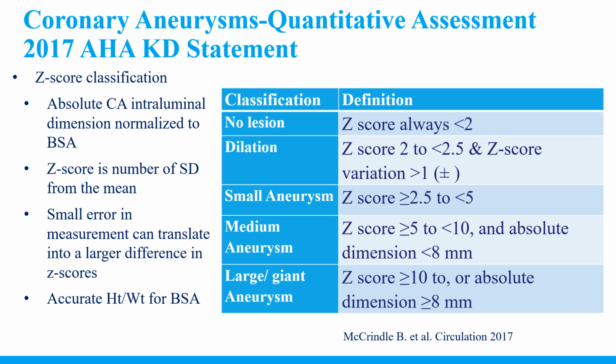I wanted to mention, though, that the reason we optimize our images on echo is not only to see the aneurysm and detect how many aneurysms we have, but also because we want to get the optimal measurement possible, because small errors in measurement can translate into a larger difference in z-score and can make an artery go, instead of being a small aneurysm, be a medium aneurysm. And also, since body surface area is part of the equation, it's important to get an accurate height and weight on our patients.